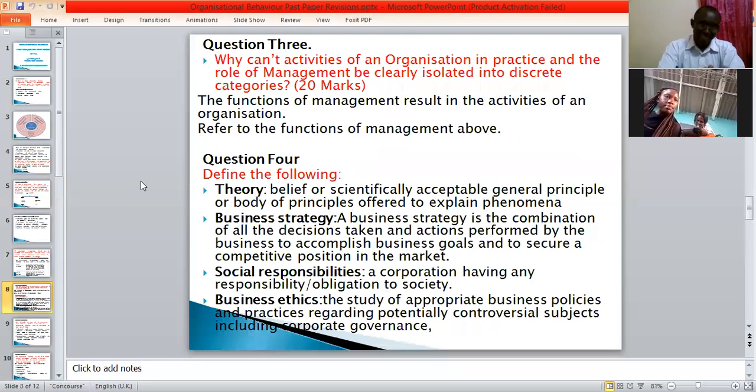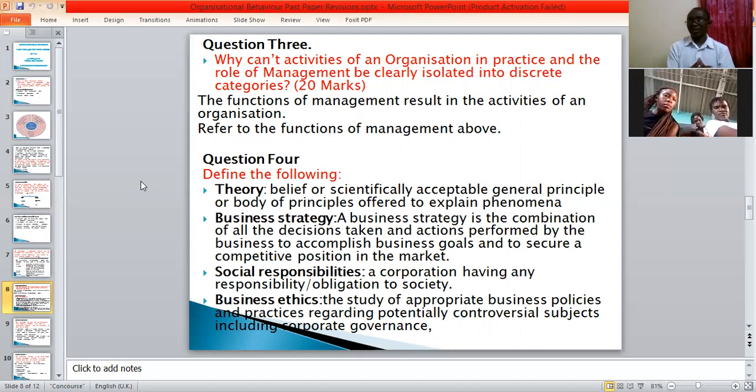Again, question number 3. I don't know why this paper was like this. Look at question number 3. Why can't activities of an organization in practice and the role of management be clearly separated? Yes, it's the same question. Why can't you separate the activities of an organization and the roles of management? The reason is simple. Because the role of management creates the activities.